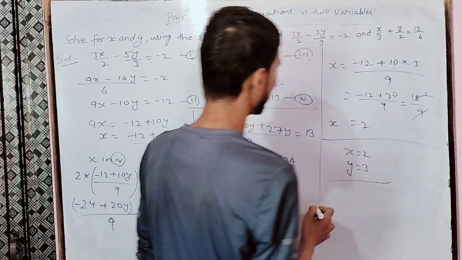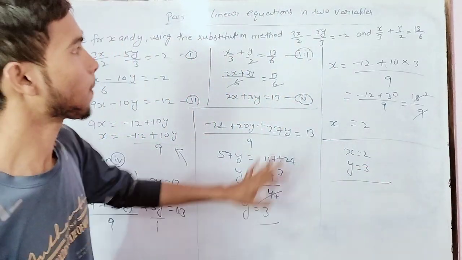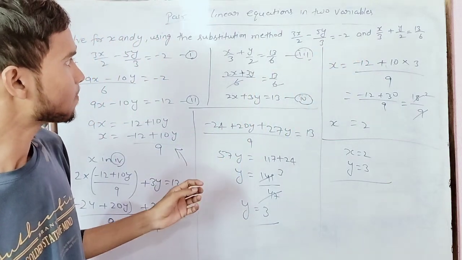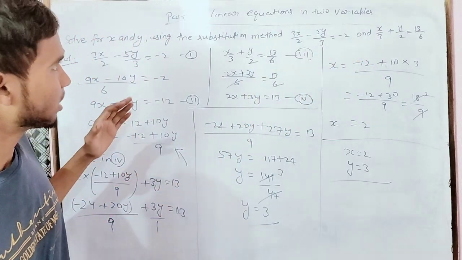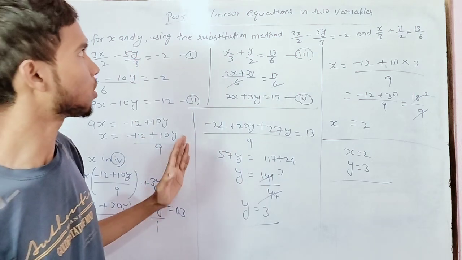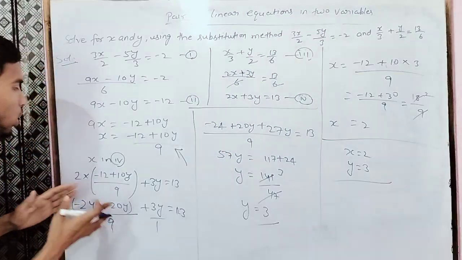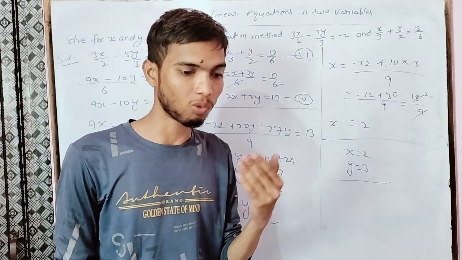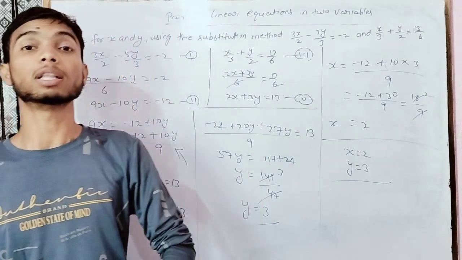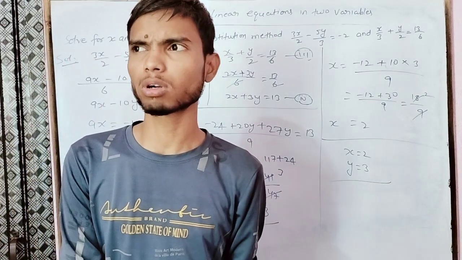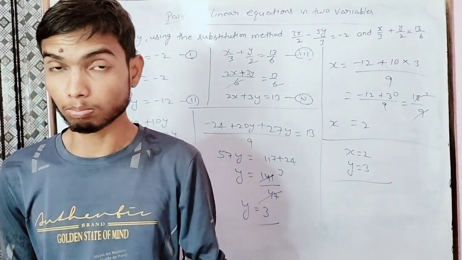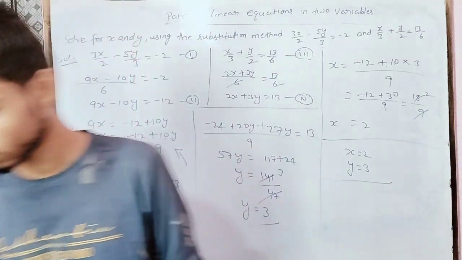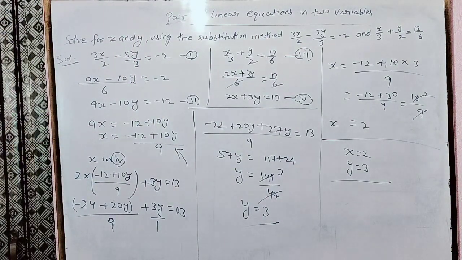So that's how you will simplify fraction terms of linear equations. After simplifying the fraction terms of linear equations, you will apply the substitution method. Just find the value of one variable, then put the value of that variable in the second equation. That's all.